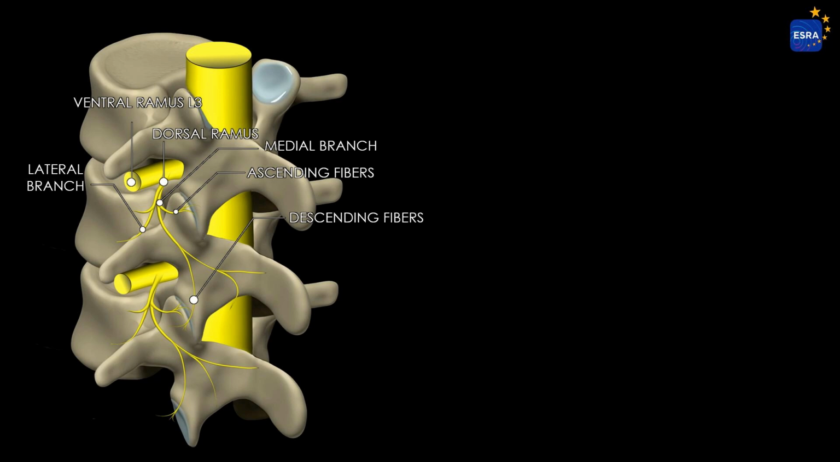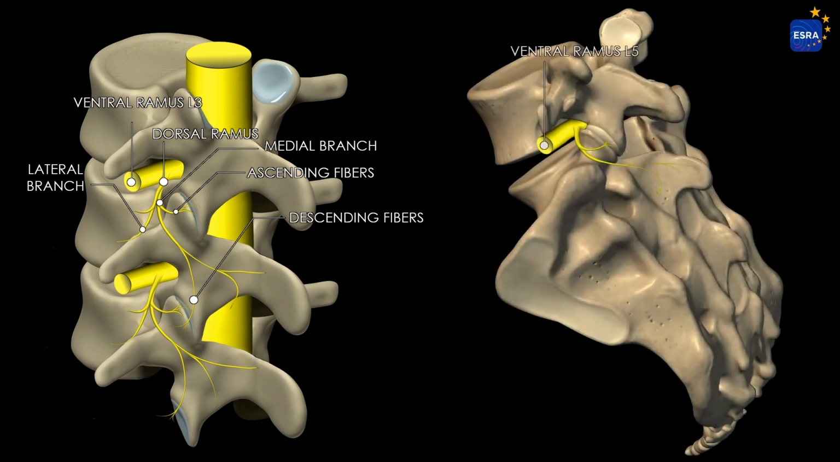Unlike the dorsal branches of L1 to L4, which do divide into medial and lateral branches, the dorsal branch of L5 does not exhibit this classic differentiation. Its course is shorter and is limited by the orientation and proximity of the sacrum.